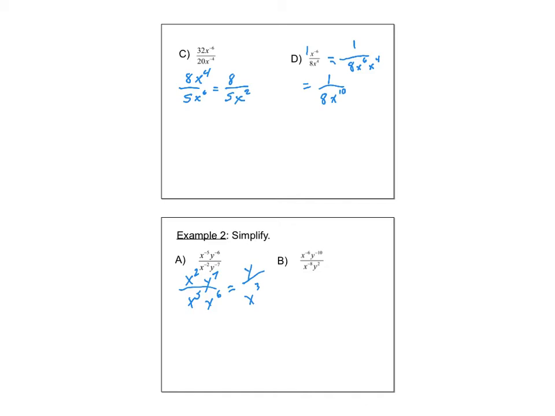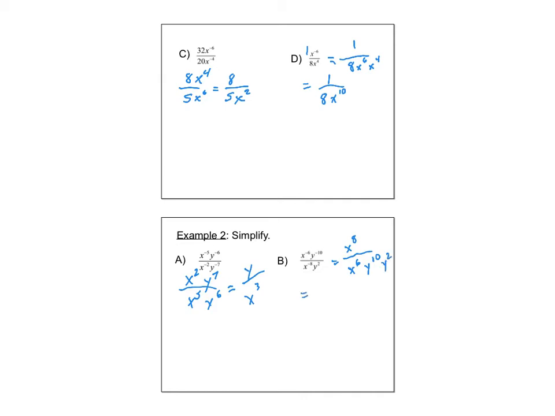For B, we've got x to the negative 6 is going to come down and become x to the 6th. x to the negative 8 is going to flip up and become x to the 8th. y to the negative 10 is going to flip down and become y to the 10th. And then you've got a positive power down here, so it's just going to stay down here.